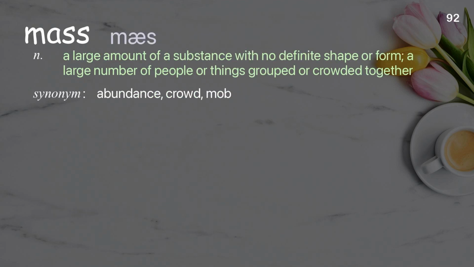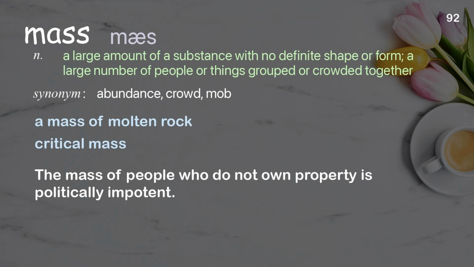Mass. A large amount of a substance with no definite shape or form; a large number of people or things grouped or crowded together. Examples: a mass of molten rock, critical mass. The mass of people who do not own property is politically impotent.